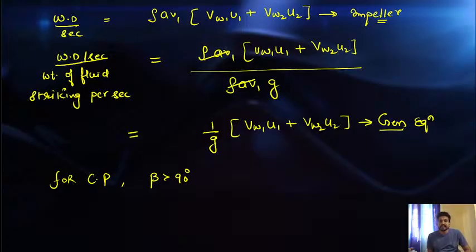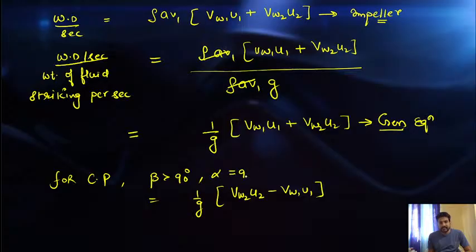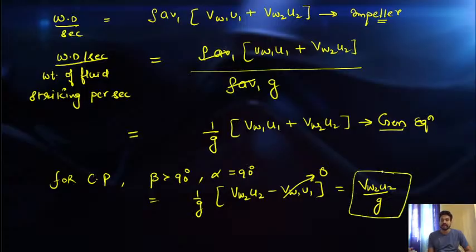So if my beta is greater than 90 degree, then this equation is written as 1 by G into VW2U2 minus VW1U1. And my alpha is 90 degree. If my alpha is 90 degree, then there is no horizontal component of V1. It means this component is also 0. So what term do we have? We have VW2U2 divided by G. This is the term left here.